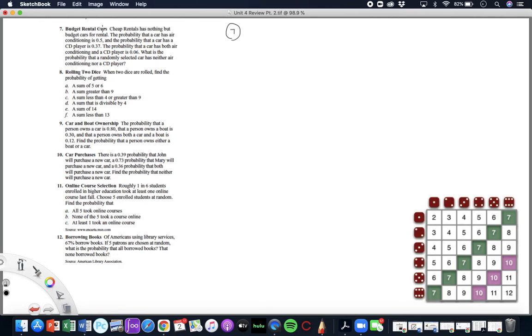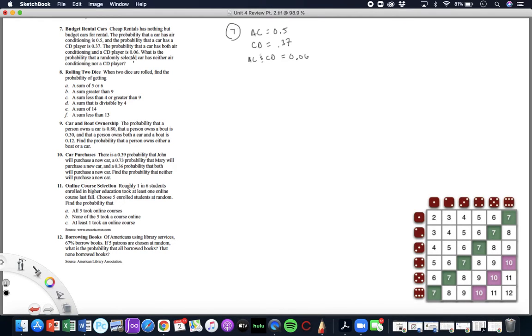So 7. Budget rental cars, cheap rentals, has nothing but budget cars for rental. All right, good advertisement, I guess. The probability that a car has air conditioning is 0.5. So I'm just going to start writing out what I got here. Okay, so we got AC is 0.5. The probability the car has a CD player, oh man, this is definitely telling the date on this book, is 0.37. The probability that a car has both air conditioning and a CD player is 0.06. So AC and CD player is 0.06.